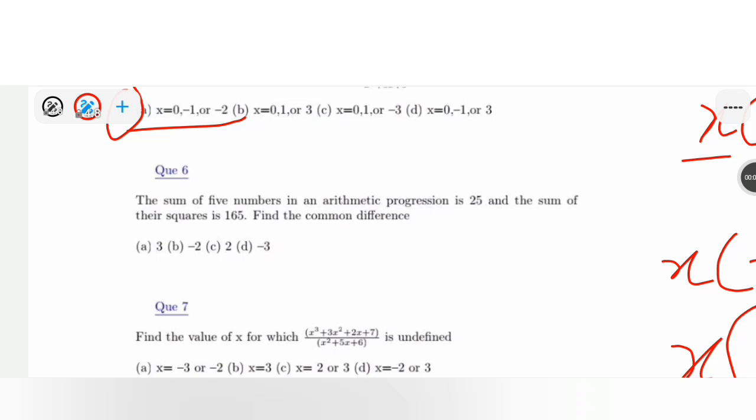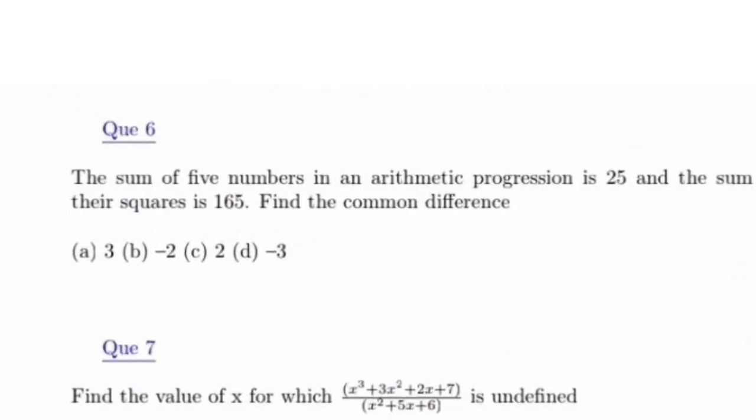So let's take the next question. We are told that the sum of 5 numbers in an AP is 25, and the sum of their squares is 165. You have to find the common difference. So this is how you're going to approach it.